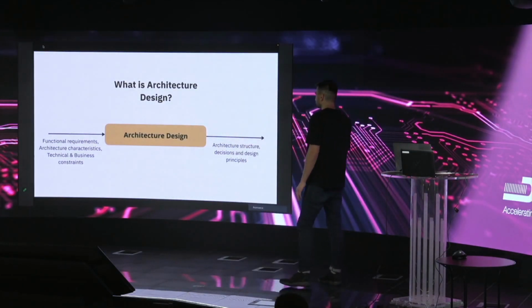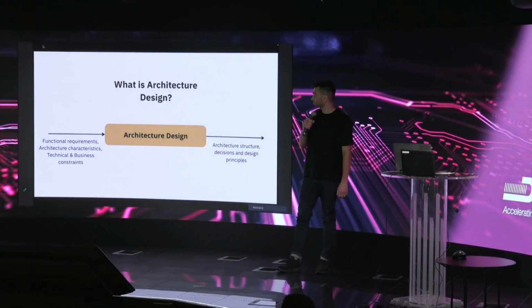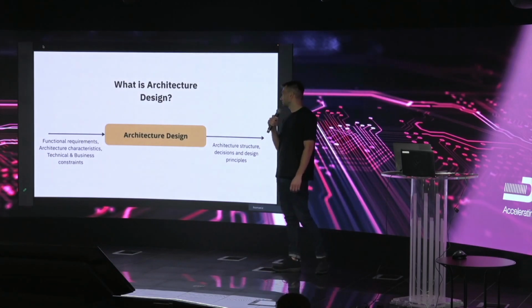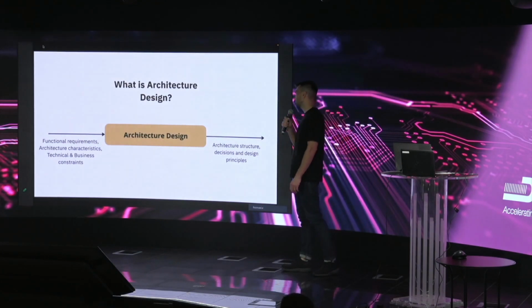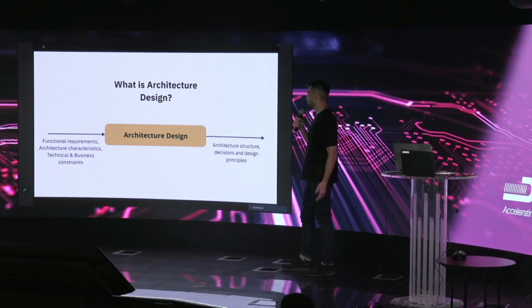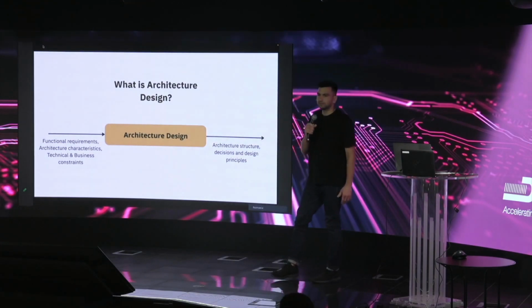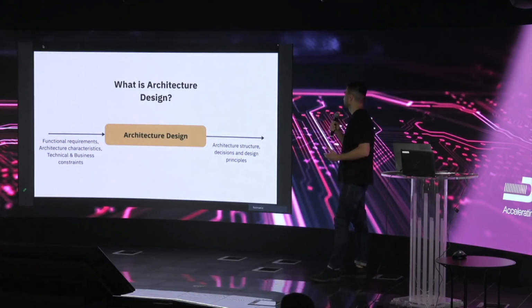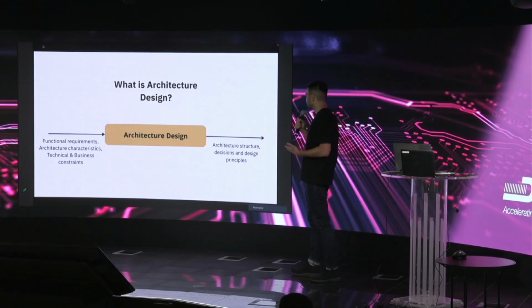For me, it's a process that starts a long time before I write the first line of code and ends when the application is decommissioned. As an input to this process, we receive architecture drivers: functional requirements, architecture characteristics, technical and business constraints. And in the output of this process, we get the actual architecture. So the structure, architecture style, decisions, and design principles.